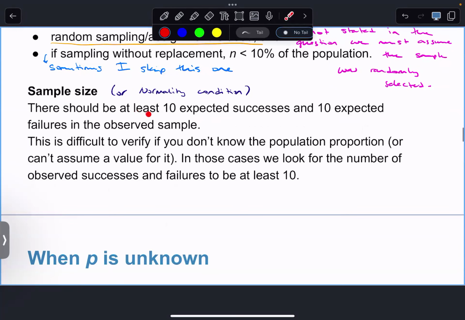There have to be at least 10 expected successes and 10 expected failures in your observed sample. Okay. Expected. It's kind of the pickle there. We've seen that before, right? When we said, okay, I've got the binomial distribution, but I can model it with a normal distribution if I have at least 10 successes and at least 10 failures, right? And so we're doing the same thing.